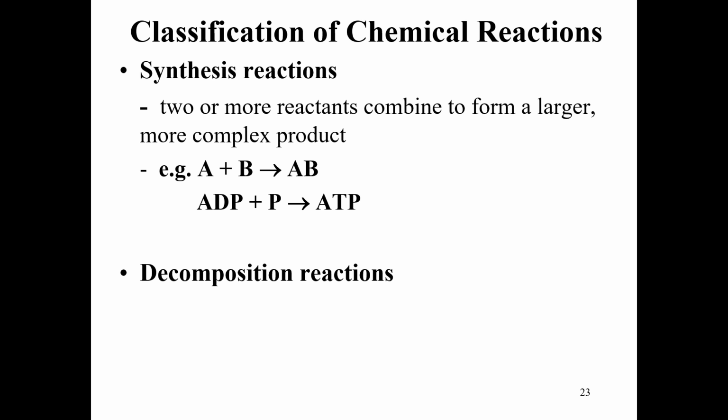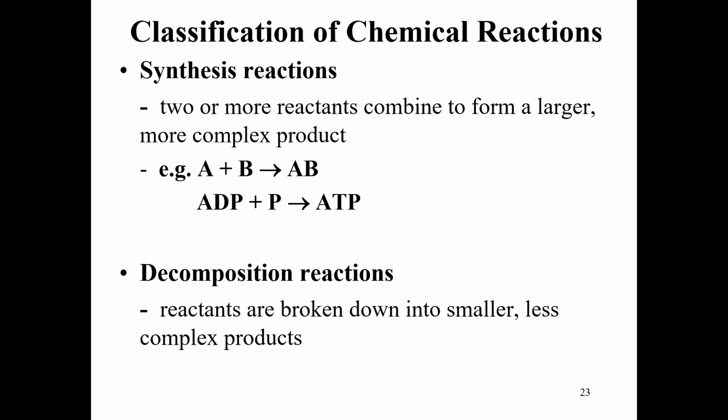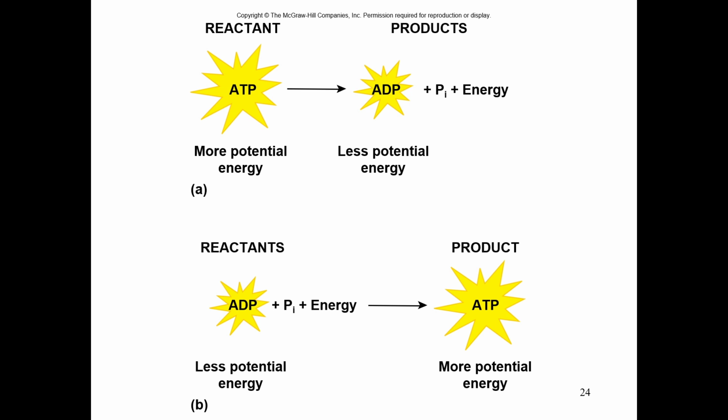Decomposition reaction is the opposite of synthesis reaction. One compound is broken into smaller, less complex products. AB separates into A and B. Compound AB is separated into A and B. Take for example, ATP also breaks down into ADP and phosphate, releasing energy in the process.